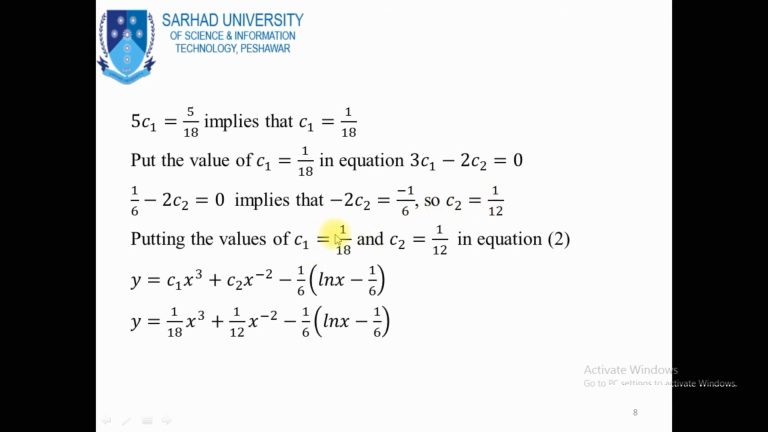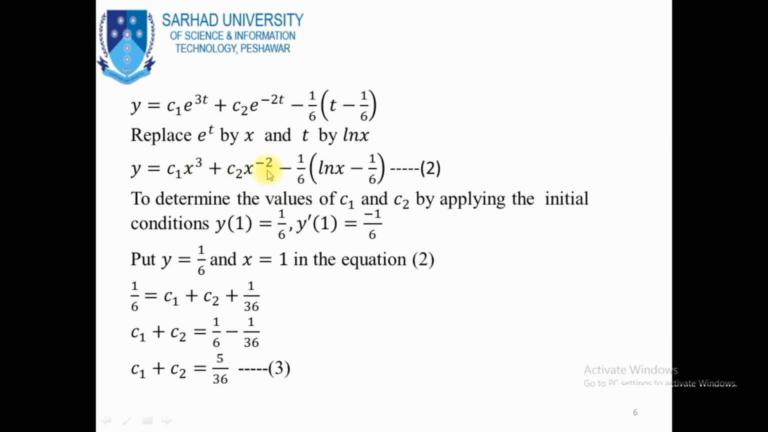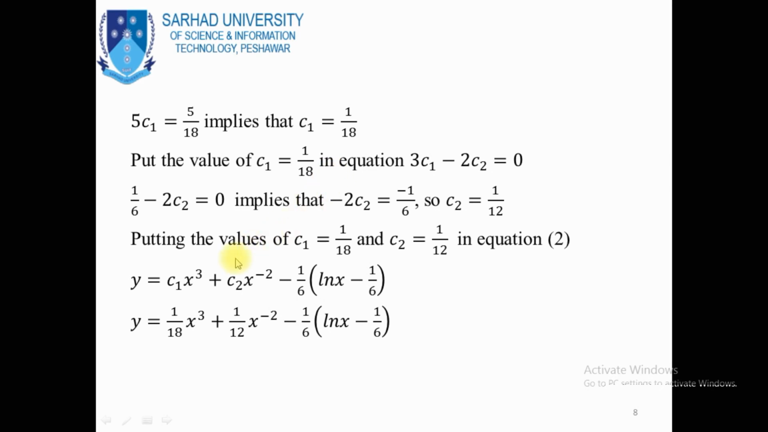Putting the value of c1 and the value of c2 in the solution which is given in equation number 2, we now obtain the solution y is equal to 1 over 18 x cube plus 1 over 12 x power minus 2 minus 1 over 6 into log x minus 1 over 6.